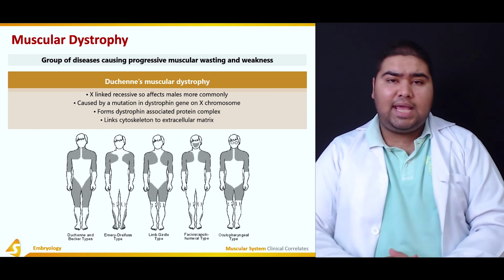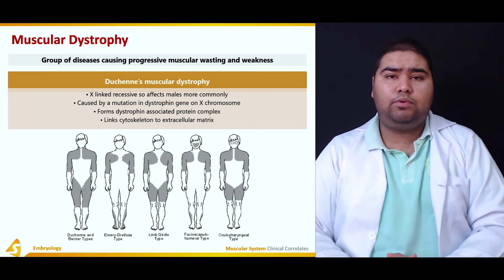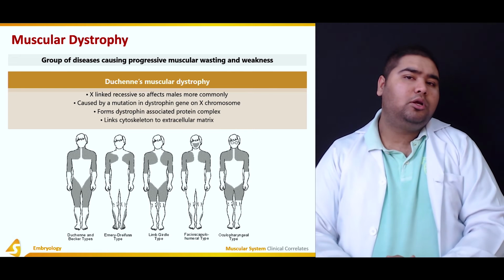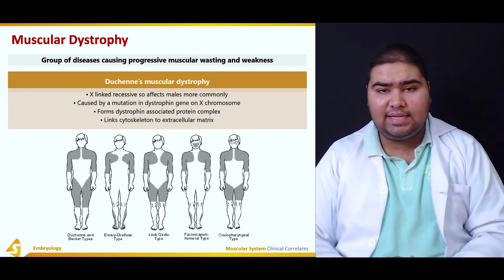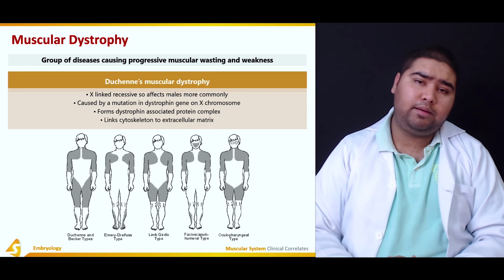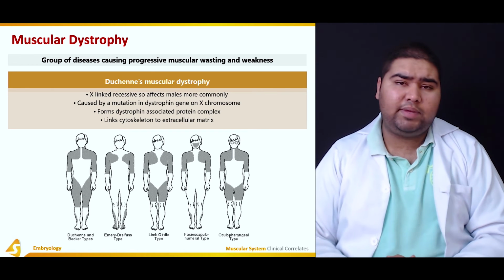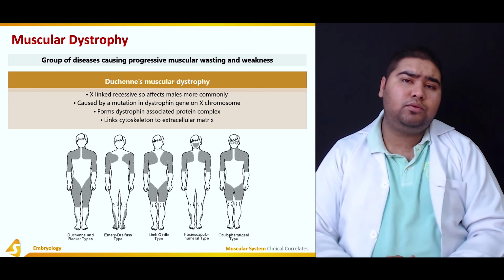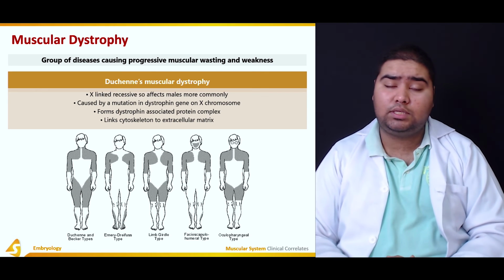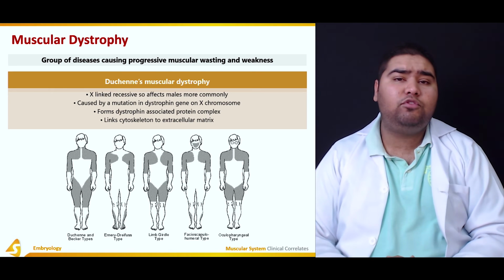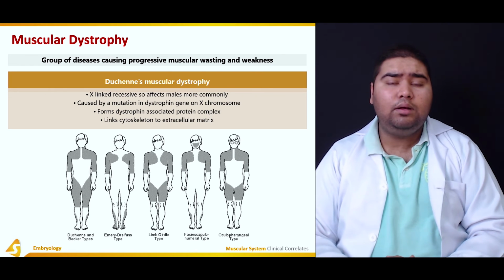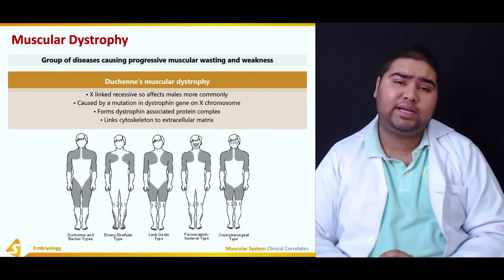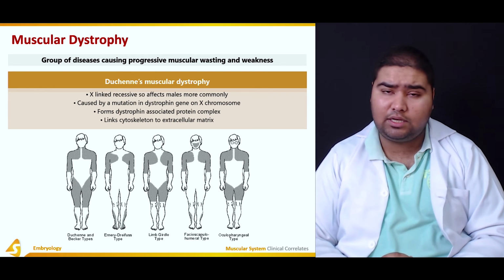So we talked about three important conditions: the Poland sequence, the prune belly syndrome, and muscular dystrophy. We discussed how absence, whether complete or partial, of a single muscle does not cause any major disturbances. We talked about the Poland sequence and its four major components. They were the absence of pectoralis minor. Some portion of pectoralis major may also be absent. That was the second component.